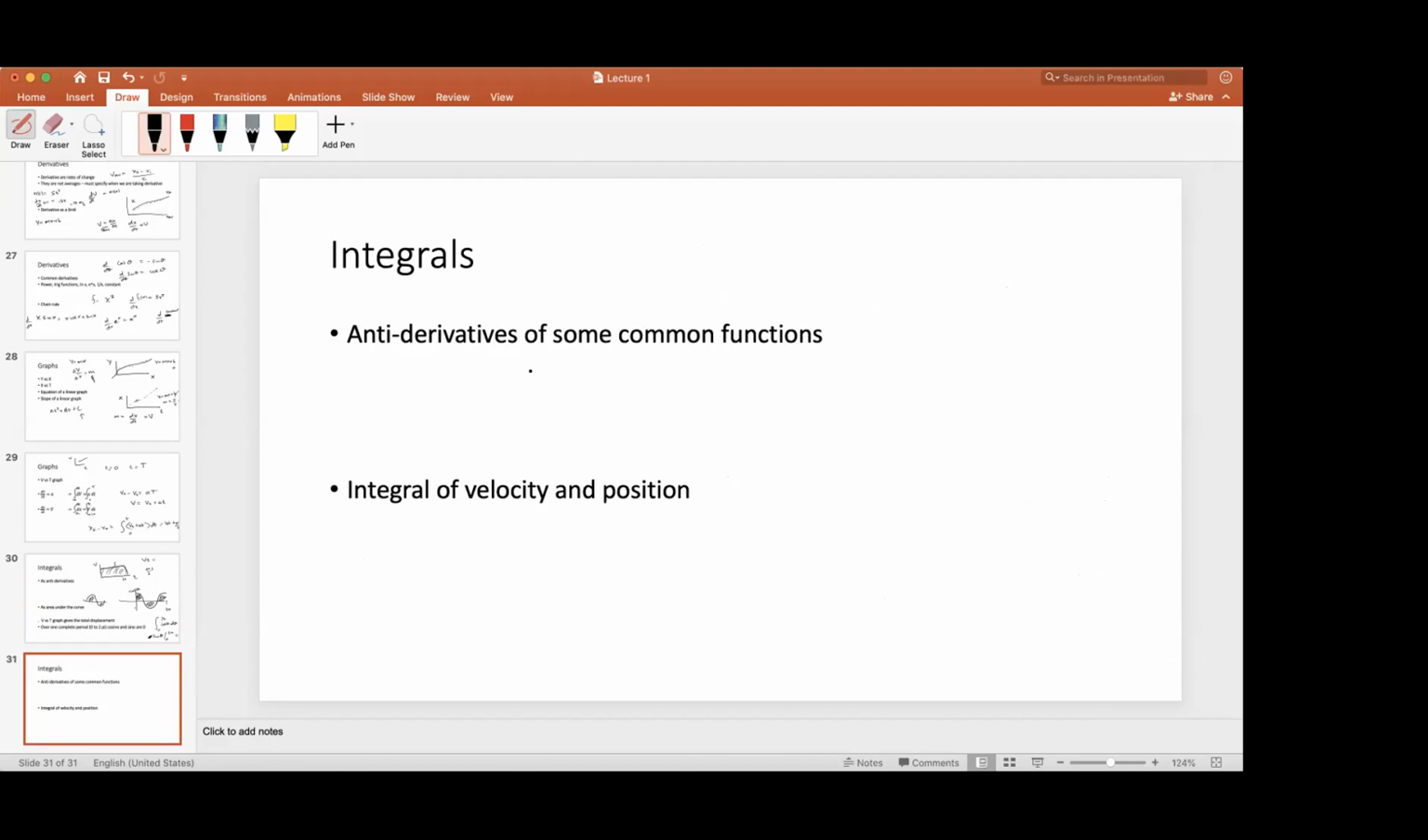Antiderivatives of some common functions. We did that. Make sure you know sine and cosine, the integral of sine, the integral of cosine. Integrals of powers, right? So x dx is equal to x squared over 2. You add 1 to the power, divide by the new power, add a constant unless you have limits of integration. All well and fun, or not fun.